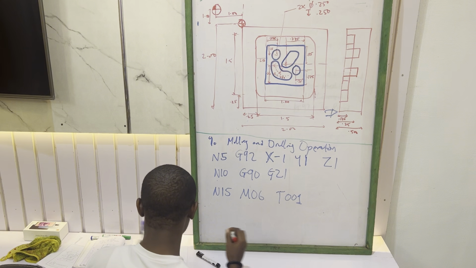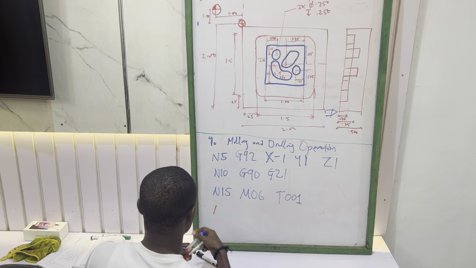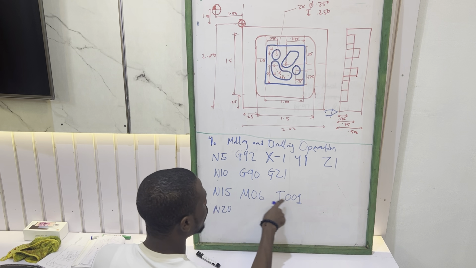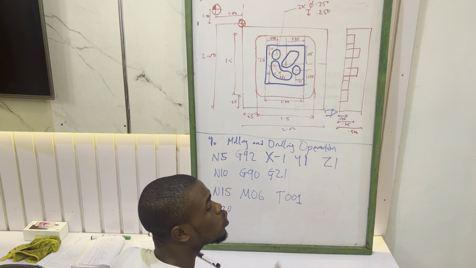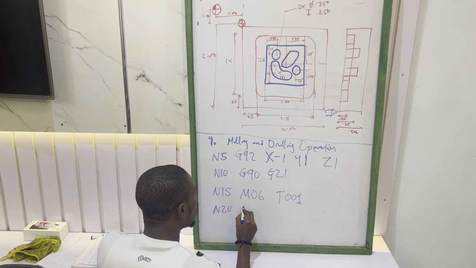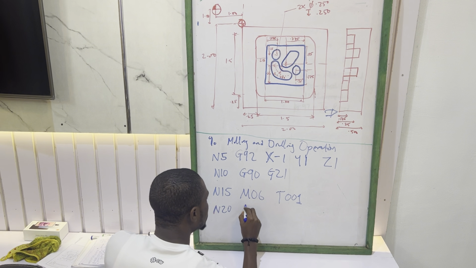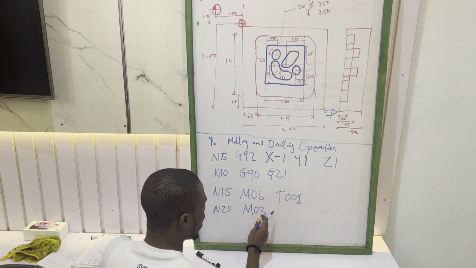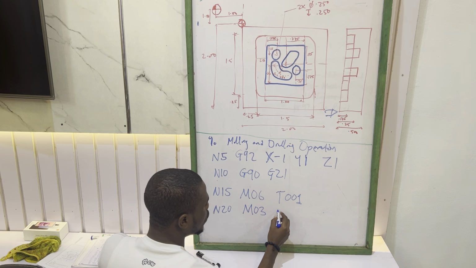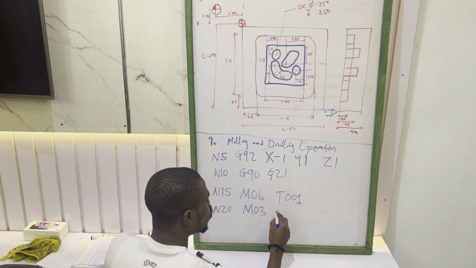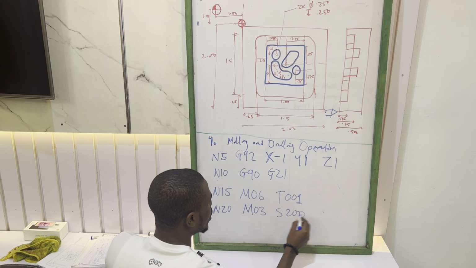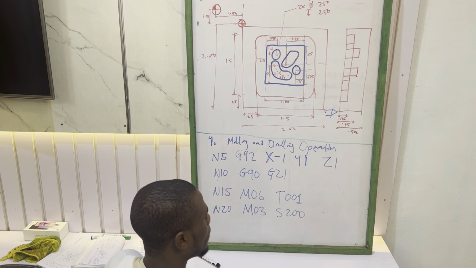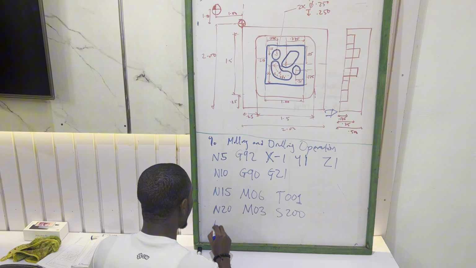So the next operation we are going to be checking here, sorry, this is N20. After we have done this, the next one is for us to turn on the spindle. To turn on the spindle, we use M03. We turned on the spindle, M03. And we can have the speed at which the spindle moves. Let's say X200. That is the revolution of the spindle.